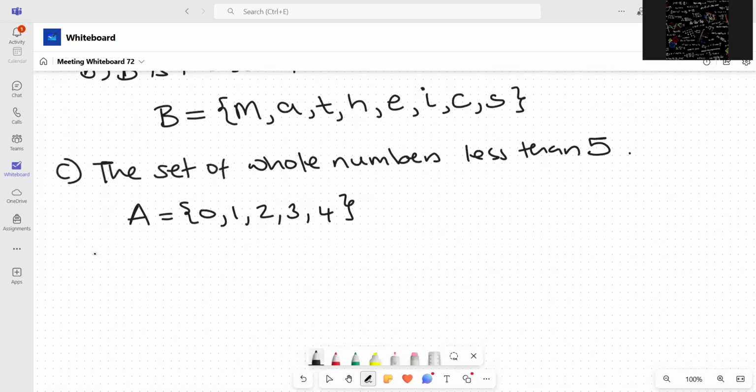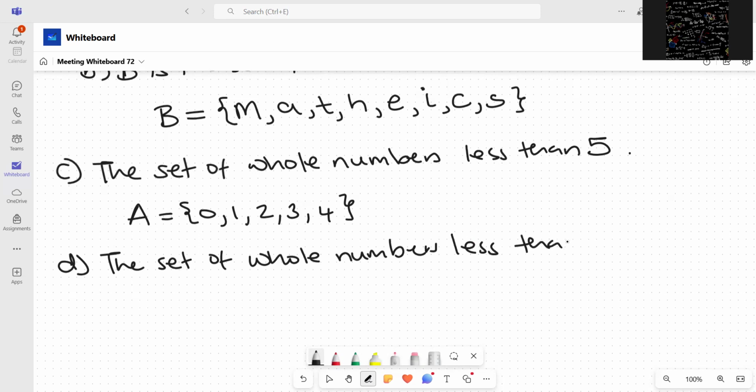Then one more, D. We have the set of whole numbers less than 20 and divisible by 3.